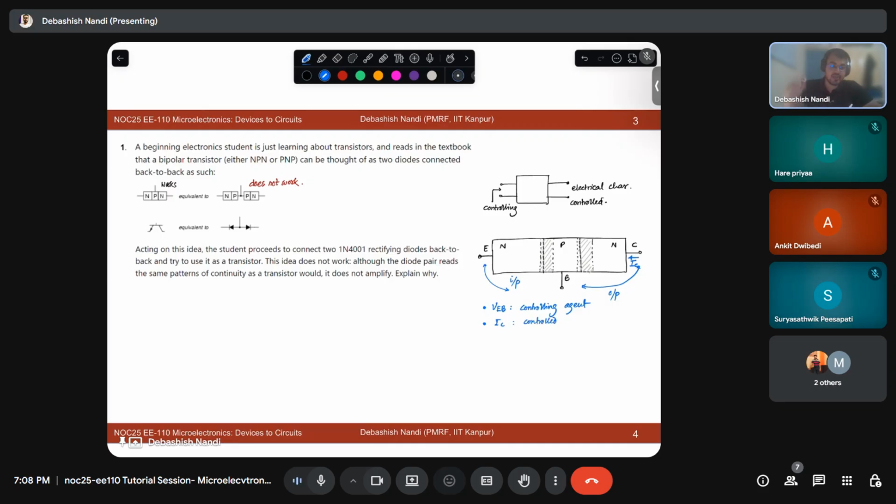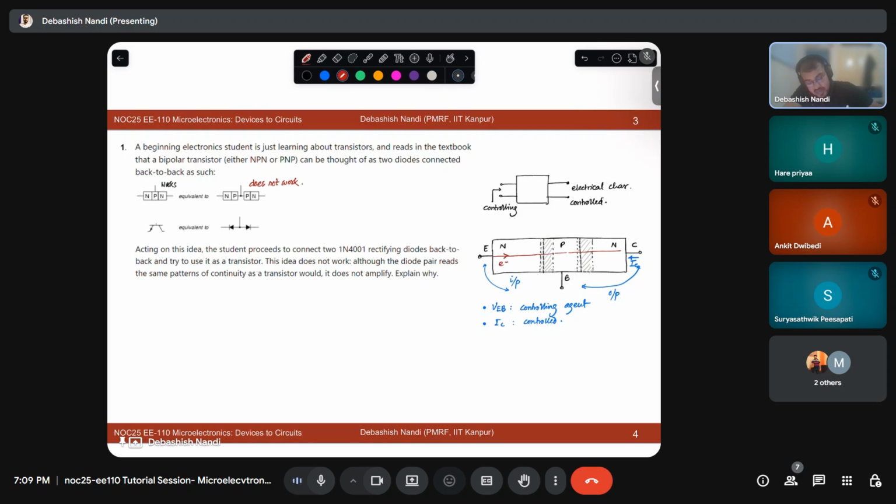For an amplification action, we want a small change in VBE to give me a large change in IC. If it is happening between the same two terminals, then it is not transistor action. It is just the nonlinear resistance that we have discussed. For transistor action, for getting that higher IC, what is the fundamental thing that we need to ensure in the BJT? For example, electrons are traveling this way, right?